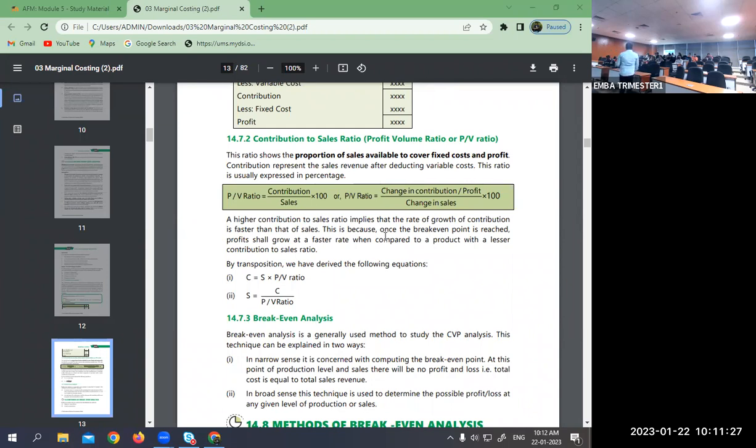PV ratio is nothing but the percentage relationship of contribution to sales. I did not give any number, I gave only 100. So same thing. Suppose you take like this: 1 lakh is my sales.